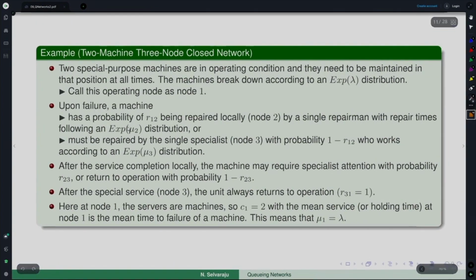Okay, let us look at one more example here, which is basically what we have in the text as well, which is the 2 machine 3 node closed queuing network, because this example is going to come again and again. So just pay attention to this, because for the remaining portion, whether it is the algorithms that we are going to introduce, we are going to come back to this example and talk about its implementation aspects. That's why this particular example is simple.